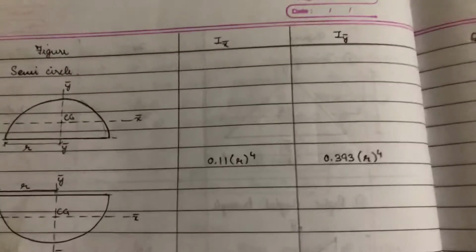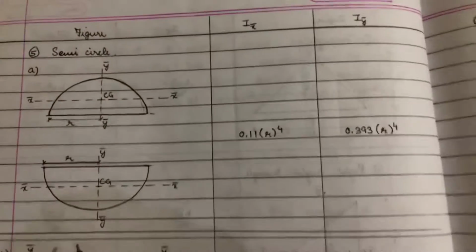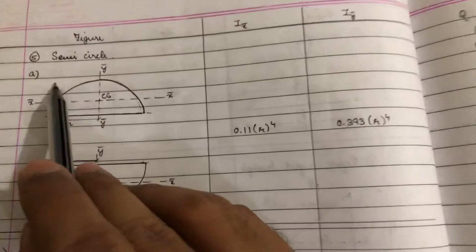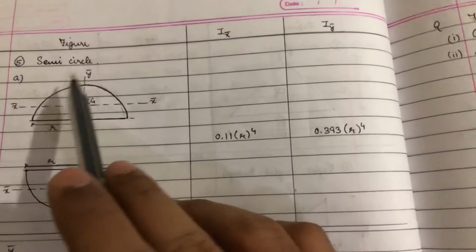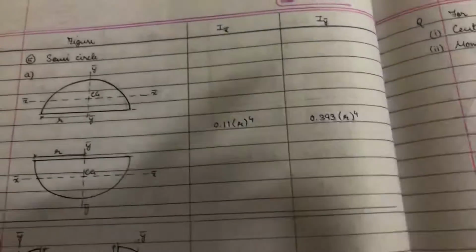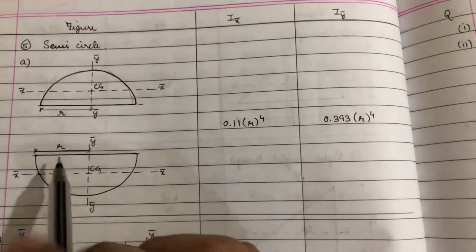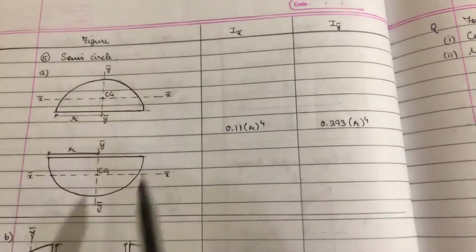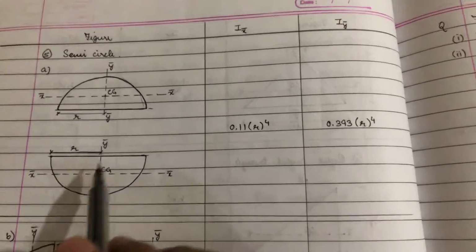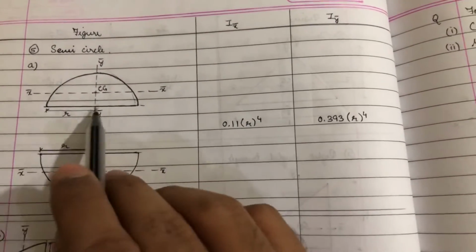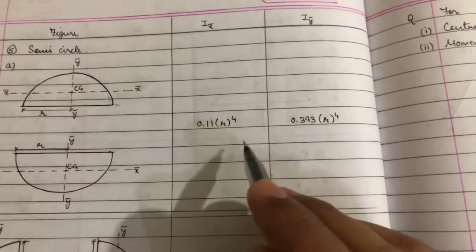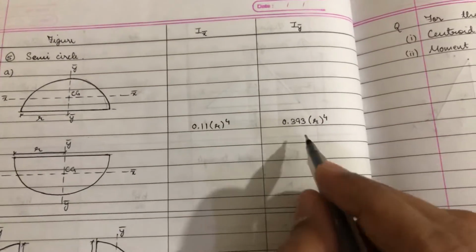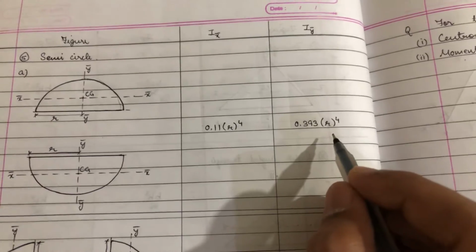Next figure is the semicircle. Now the semicircle can be divided into two parts. This is the part A. If the semicircle is lying like this or like this, the CG will be here for this semicircle, and for this semicircle the CG will be here. The semicircle has a radius r. So its Ix bar will be 0.11 r to the power 4 and Iy bar will be 0.393 r to the power 4.